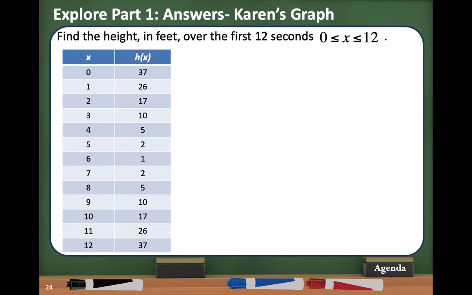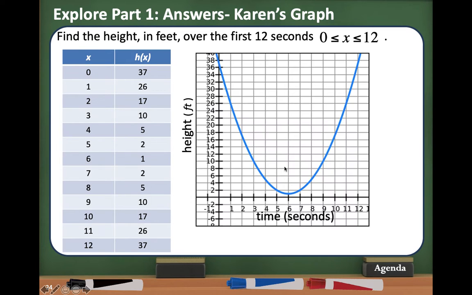So if you do it right and you plug in the x values 0 to 12, this is the numbers you get: 37, 26, 17, 10, 5, 2, 1, 2, 5, 10, 17, 26, 37. Okay? And if you graphed it, it would look like this. Well, that's weird. Is this a quadratic function? It doesn't look like our last quadratic function.